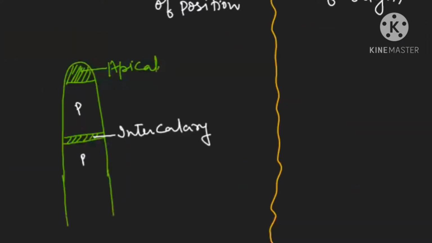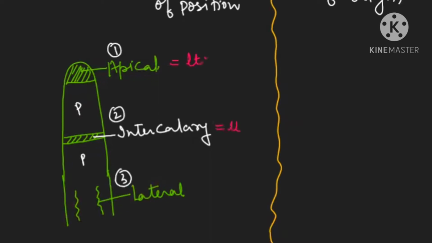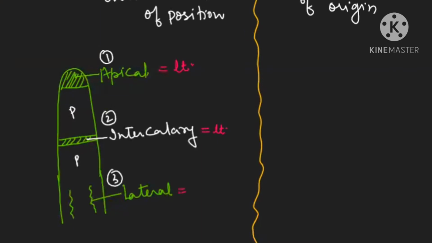Now see, another type of meristem is present on the side. This is known as lateral meristem. So three types of meristems are there depending upon position: first is your apical meristem, second is your intercalary meristem, third is your lateral meristem. Apical meristem is responsible for increase in length. Intercalary is also responsible for increase in length. Lateral is responsible for increase in width, also known as girth.